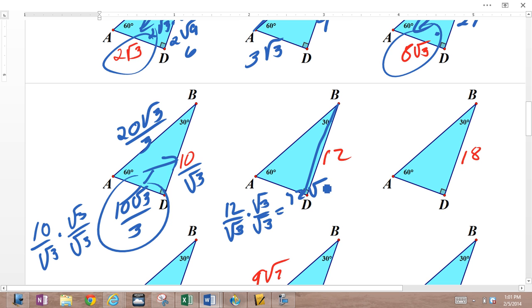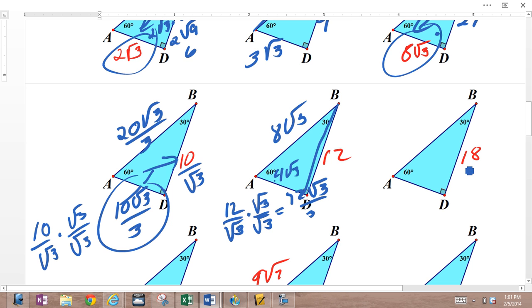12 root 3 over 3, which in essence becomes 4 root 3 for the side AD. Twice that is 8 root 3 for the hypotenuse. Again, here we are again. We're given the long side.